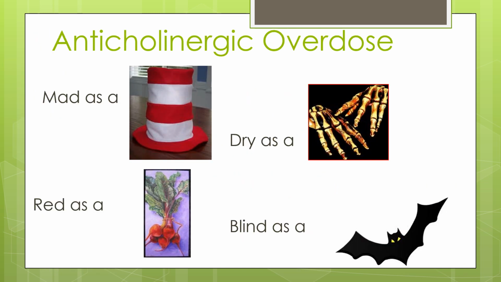So if you have an anticholinergic overdose, so this is a person who's taken too much atropine, you're going to see a patient who is mad as a hatter, dry as a bone, red as a beet, and blind as a bat, meaning that they're mad because they're so overstimulated that they can't think right. They are so dry that their mouth is dry, they can't pee, they can't poop, their face turns beet red, and they become blind as a bat due to blurred vision and dried eyes.